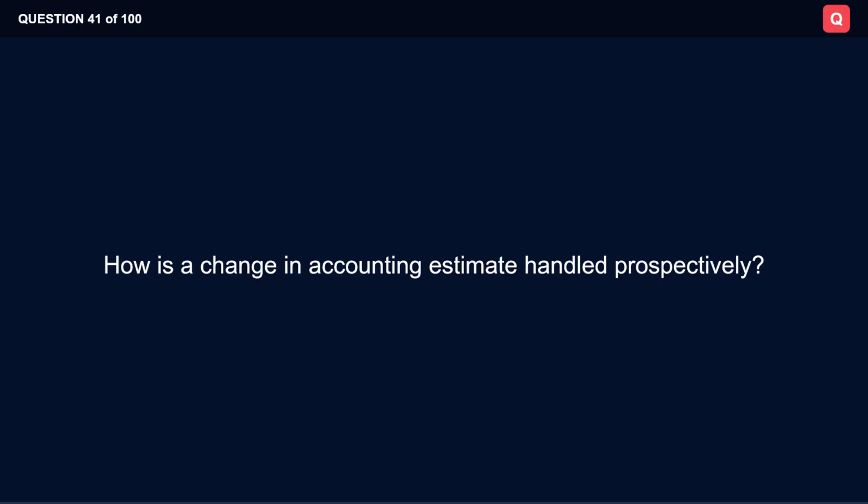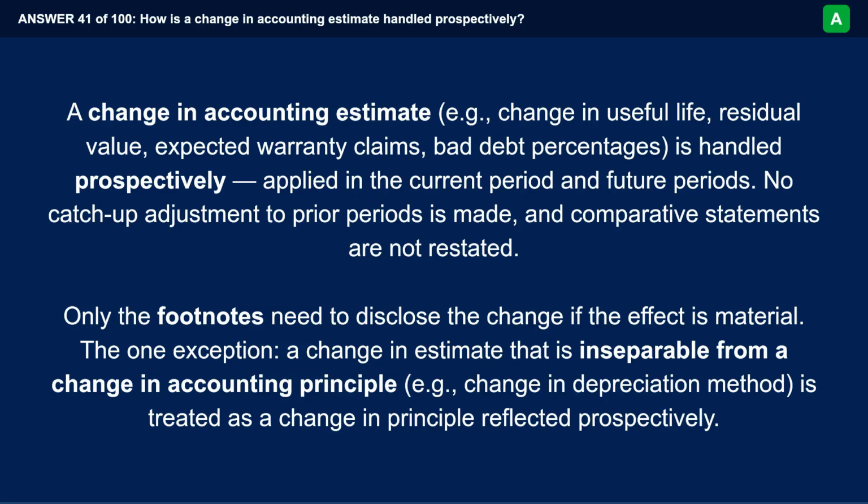How is a change in accounting estimate handled prospectively? A change in accounting estimate, for example a change in useful life, residual value, expected warranty claims, or bad debt percentages, is handled prospectively, applied in the current period and future periods. No catch-up adjustment to prior periods is made, and comparative statements are not restated. Only the footnotes need to disclose the change if the effect is material. The one exception: a change in estimate that is inseparable from a change in accounting principle, for example a change in depreciation method, is treated as a change in principle reflected prospectively.